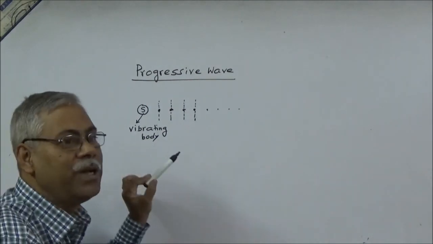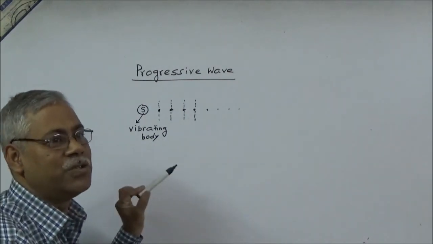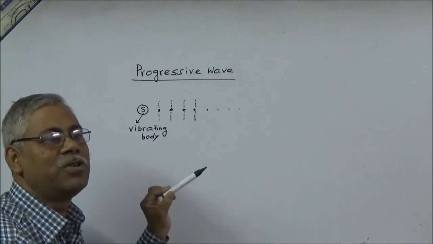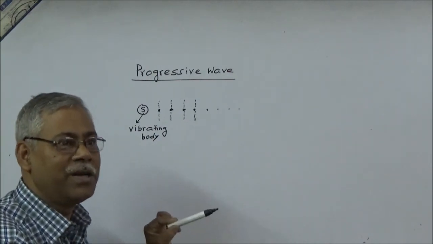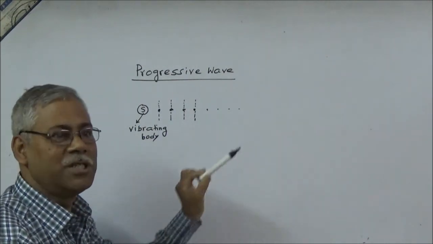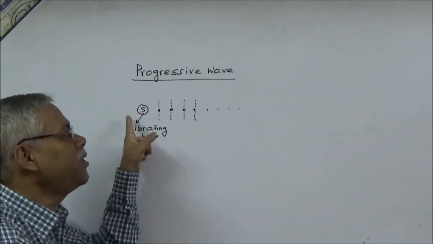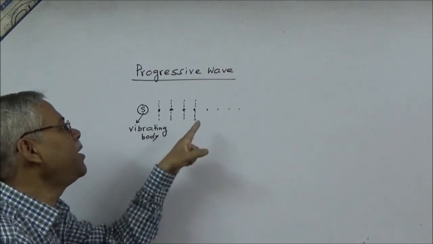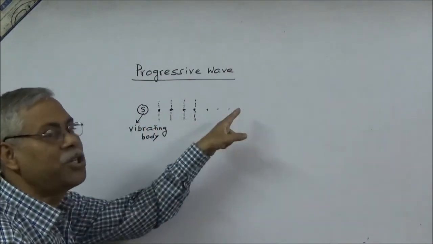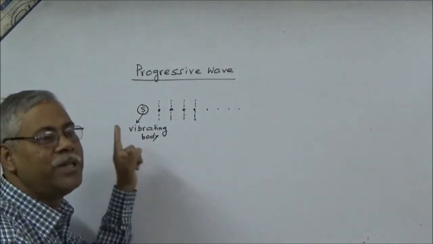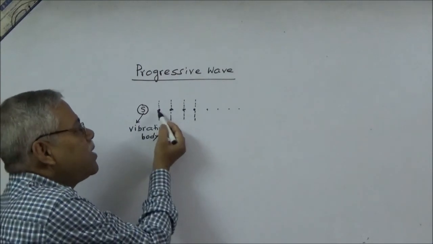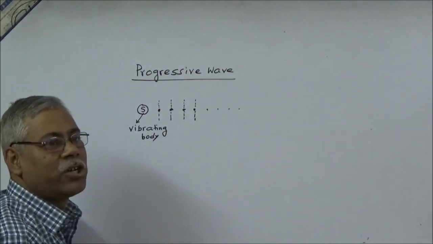But here we are assuming an ideal situation in which all the particles vibrate with the same amplitude and time period. We are assuming, but actually the amplitude of vibration gradually reduces away from the source. Is this point clear? So what is transmitted from the source? Energy. How is it transmitted? By way of periodic vibrations of the particles. And what is the characteristic of periodic vibration? Each particle executes SHM with the same amplitude and time period. Ideal situation.